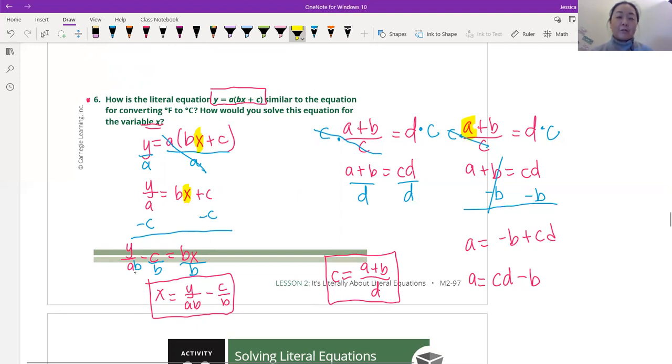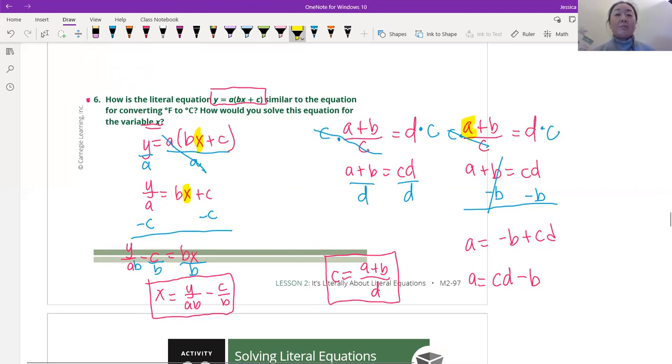That makes it a lot easier than trying to do fractions and fractions. Which you can do, but it just gets really complicated. So we end up getting x is equal to y over ab minus c over b. Okay, there we go. And then here we just did a little more practice.